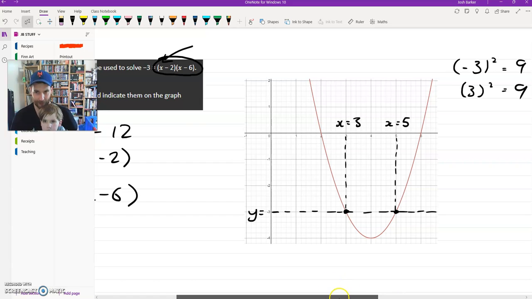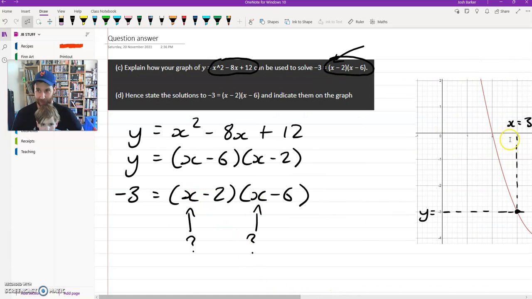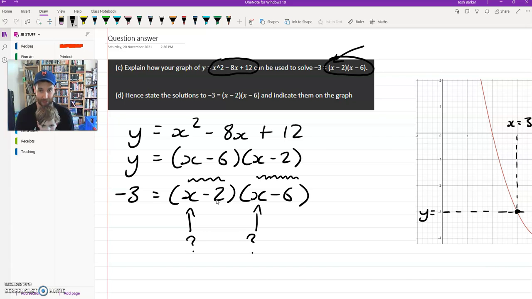And I can show you that real quick, just to show you that that would work. So if x was 3, I'm not going to write out the full thing, but we'd have 3 take 2, which is 1, multiplied by 3 take 6, which would be negative 3. So negative 3 equals negative 3, obviously. And then if x was equal to 5, we've got 5 take 2, which is 3, and then 5 take 6, which is negative 1. Negative 1 times 3 is negative 3. So that works.